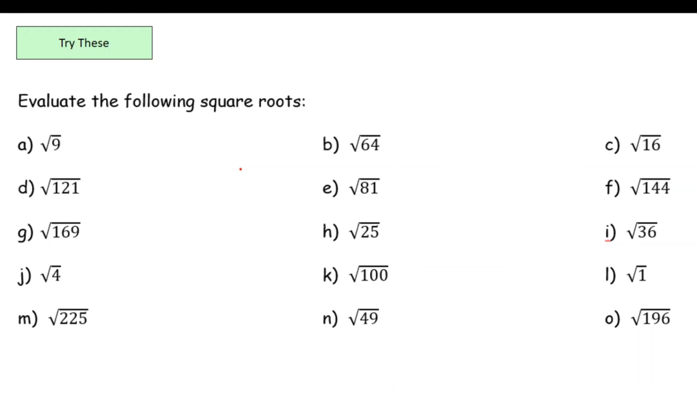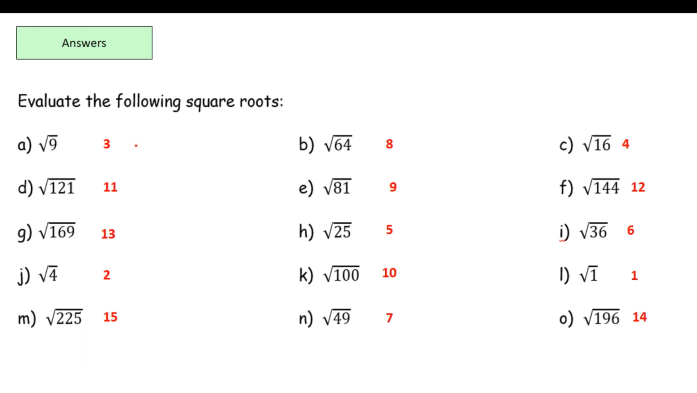An activity for you to try. This means square root, which is the opposite of squaring something. So the answer really to this one is 3, because 3 times itself makes 9. Pause the video now, have a go. There are the answers.